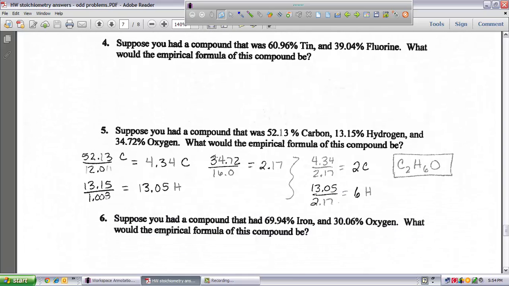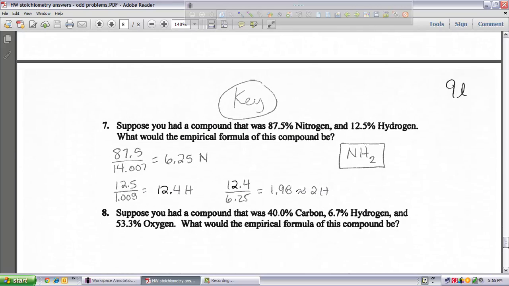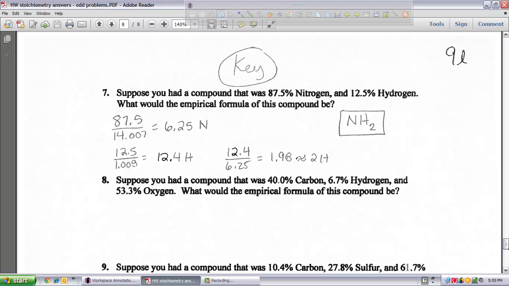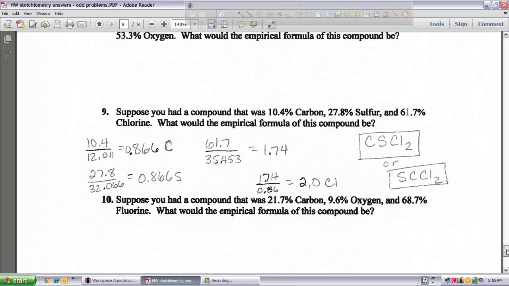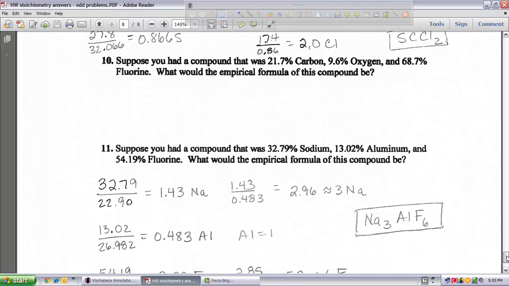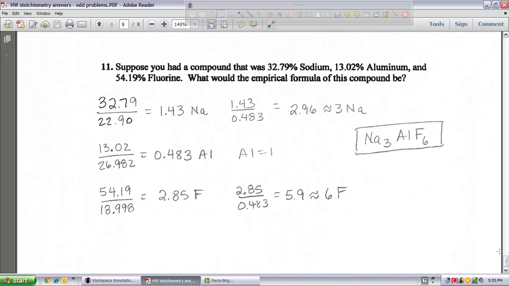So if you look down here, there's some other examples that you can look at. Again, we assumed 100 grams of each. We did our division, and then we divided by the lowest. And here's a couple more. The empirical, again, that's the lowest, simplest ratio of each element.